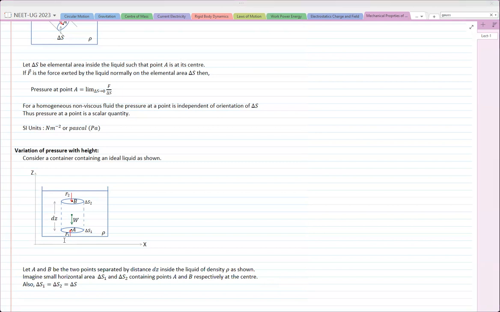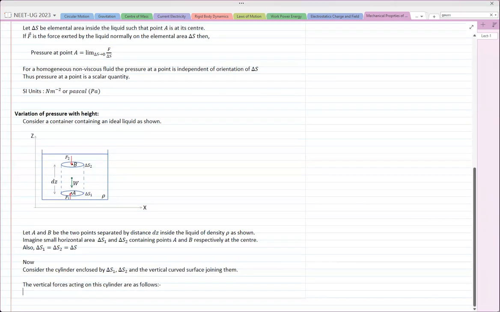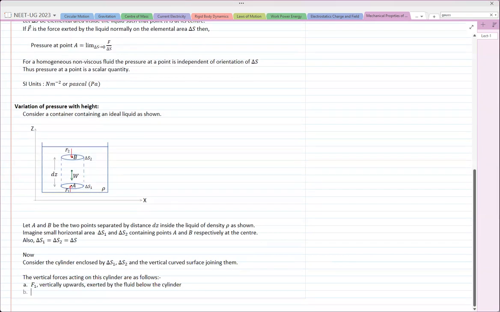दोनों same. Now consider the cylinder enclosed by delta S1 and delta S2. मतलब ये दिख रहा है, imaginary cylinder बनाया मैंने, delta S1 and delta S2. Let's try to find out the forces, vertical forces. The vertical forces acting on this cylinder are, first force is say F1, जो दिखा है diagram में, which is acting vertically upwards and this force is exerted by the liquid below the cylinder, because cylinder के नीचे भी imaginary cylinder है, but cylinder के नीचे तो liquid ही है, right? So there will be a force exerted by that liquid.